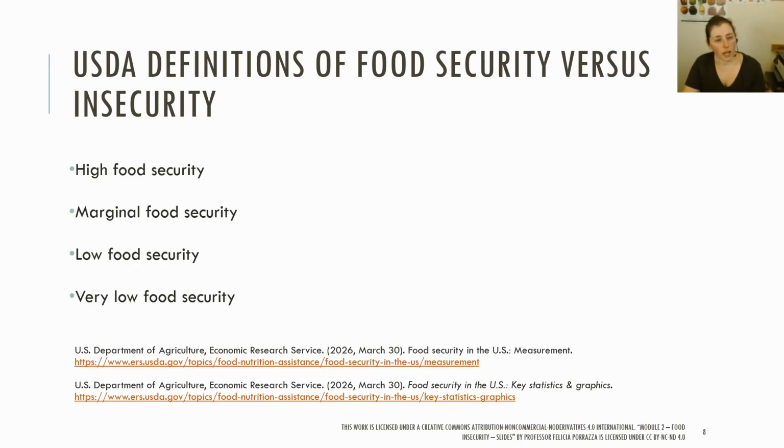USDA describes households with high or marginal food security as food secure, and those with low or very low food security as food insecure. Placement on this continuum is determined by the household's responses to a series of questions about behaviors and experiences associated with difficulty in meeting food needs.